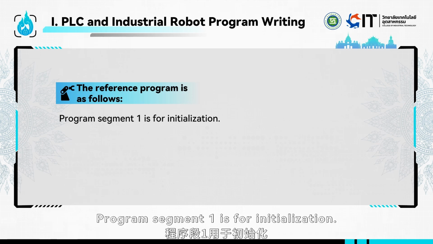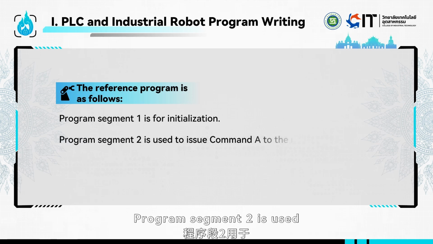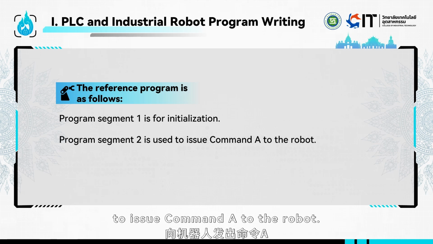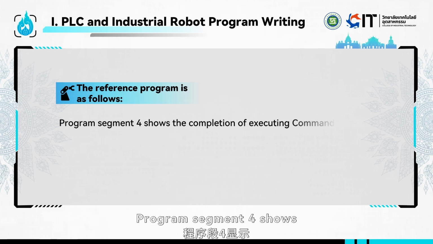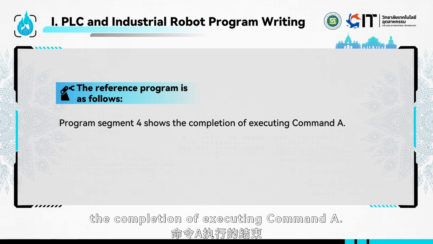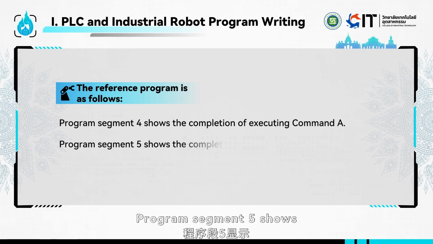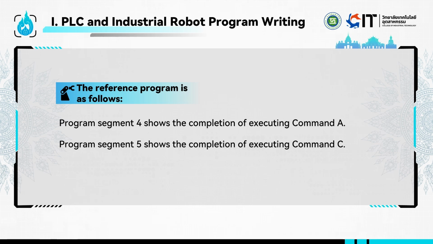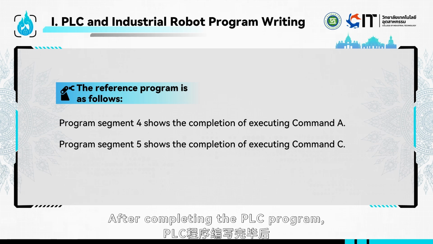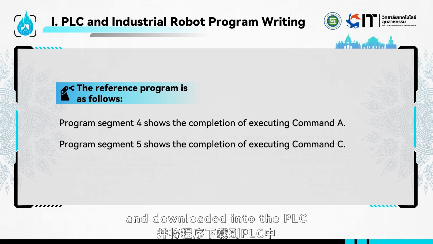Program segment 1 is for initialization. Program segment 2 is used to issue command A to the robot. Program segment 3 is used to issue command C to the robot. Program segment 4 shows the completion of executing command A. Program segment 5 shows the completion of executing command C. After completing the PLC program, it needs to be compiled and downloaded into the PLC for subsequent debugging.